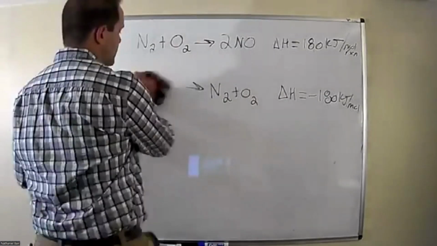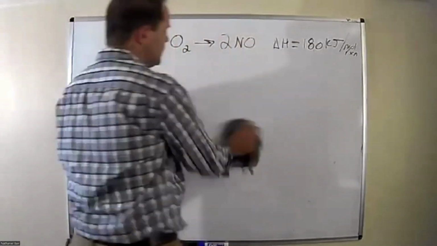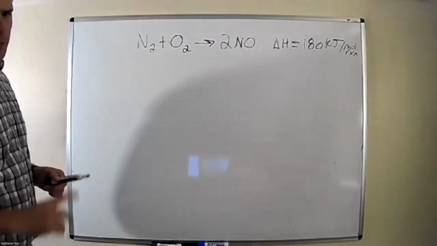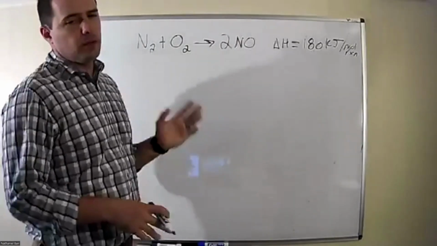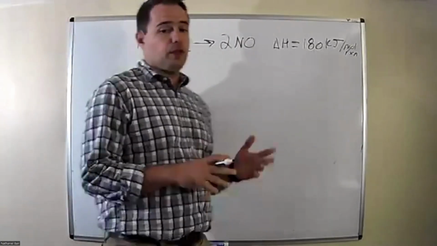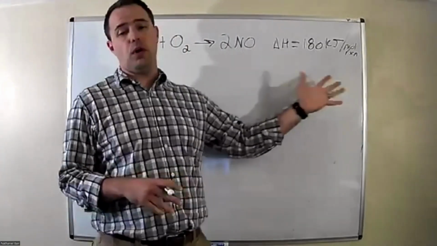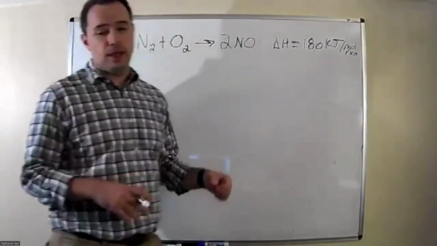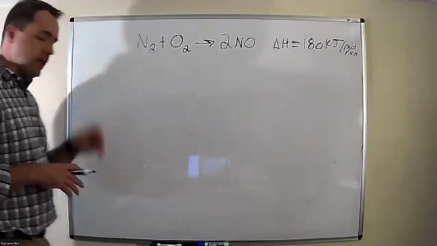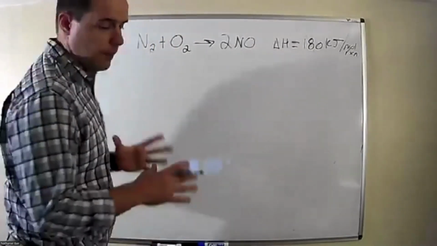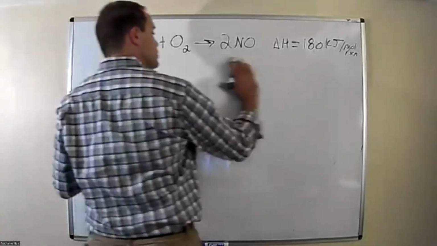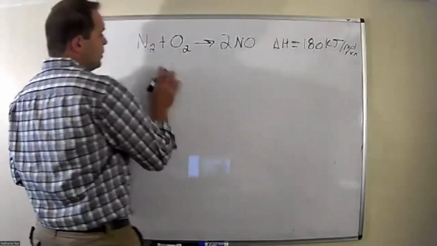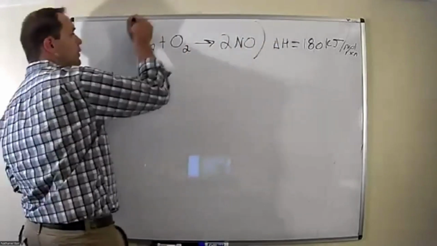What's the second rule? The second rule is you can multiply or divide a reaction by any number. So I can distribute any coefficient I want or pull any coefficient I want out as long as you do the same thing to the enthalpy. So for example, and again, you'll see why you might want to do this here momentarily, but what if I want to distribute a 2 into this reaction? So what if I want to multiply everything by 2?